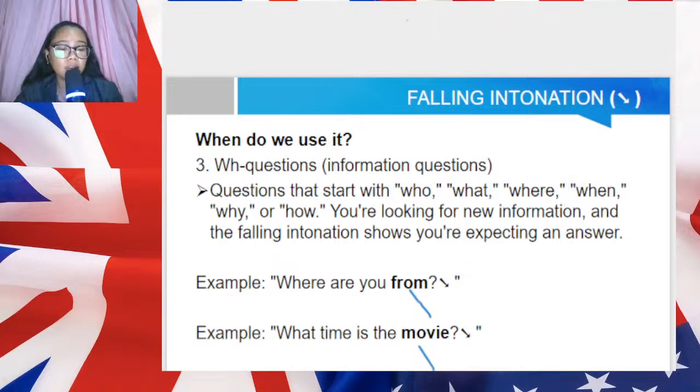Even if it's kind of heavy, it's better than using a paper, like a big paper for discussing. So yes, that is on falling intonation basically.